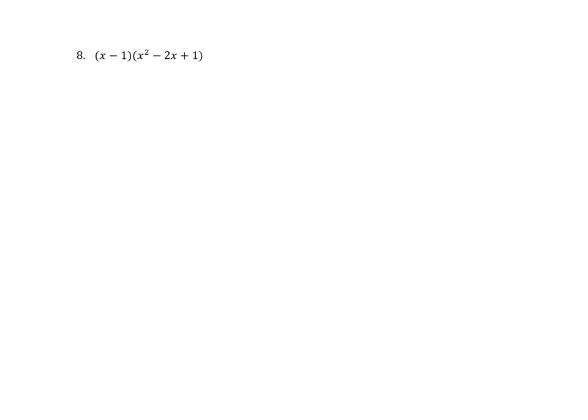All right, number 8. You need to make sure you use the distribution property here. So first we're going to distribute the x to everything in the second set of parentheses, and then we're going to distribute the -1 to everything in parentheses. So x times x squared is x cubed. x times -2x is -2x squared. x times 1 is x. Okay, so now we've distributed the x to everything.